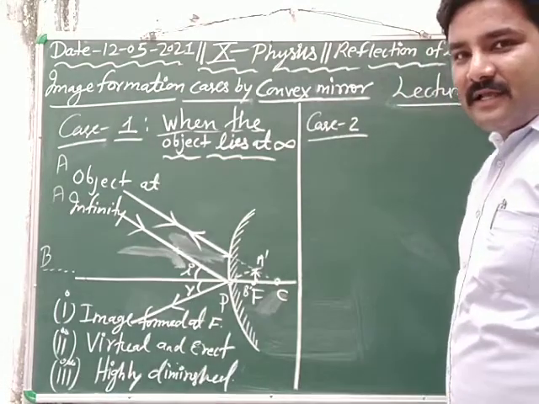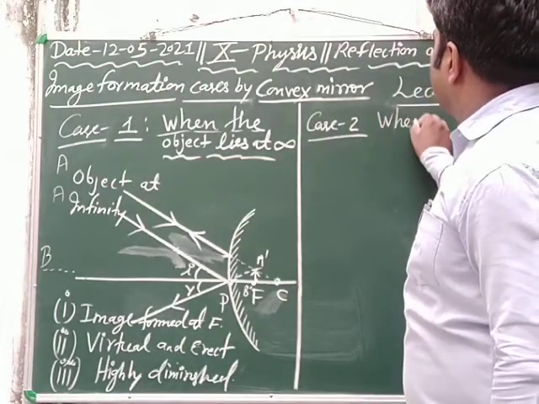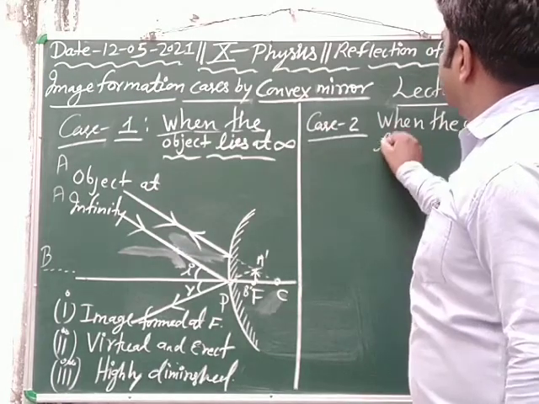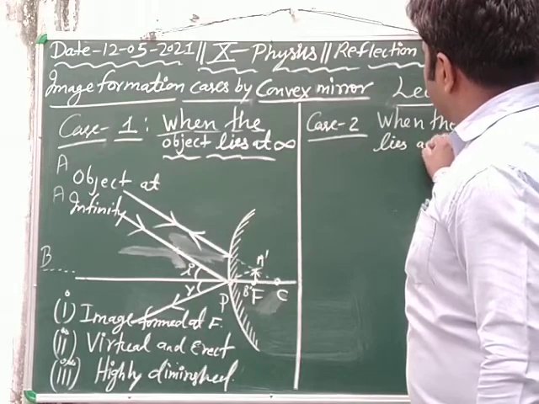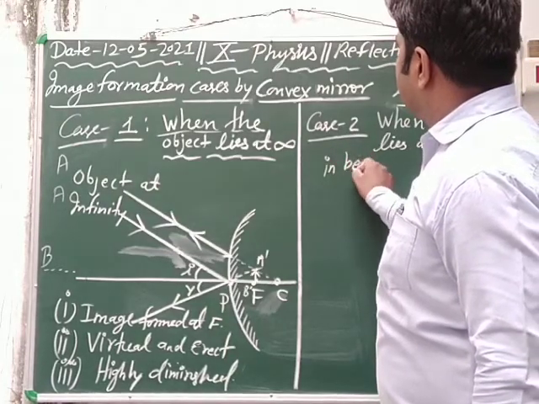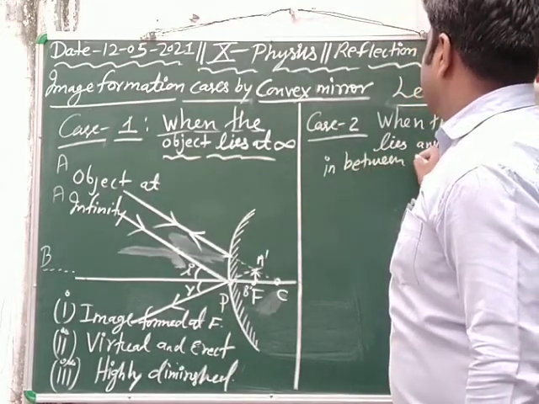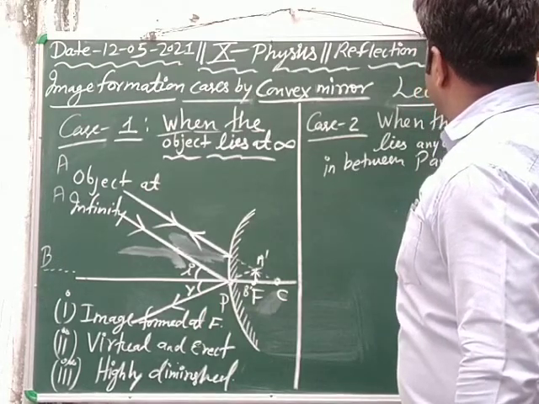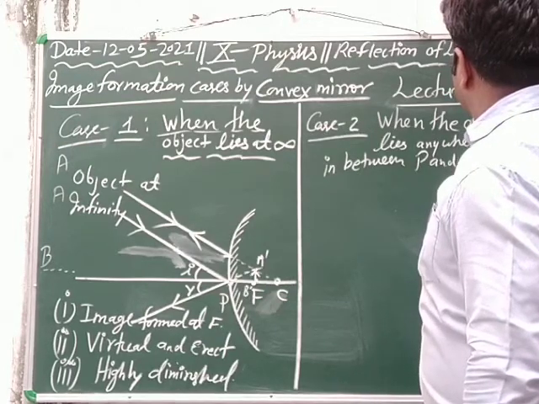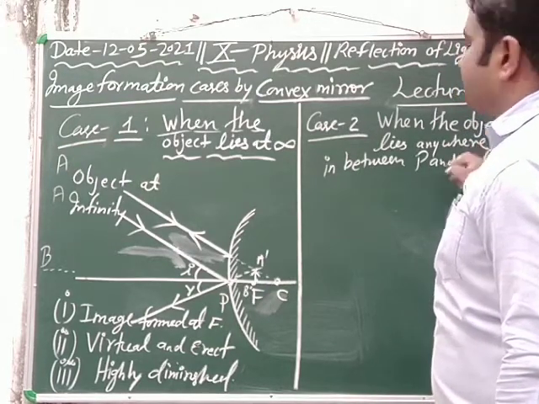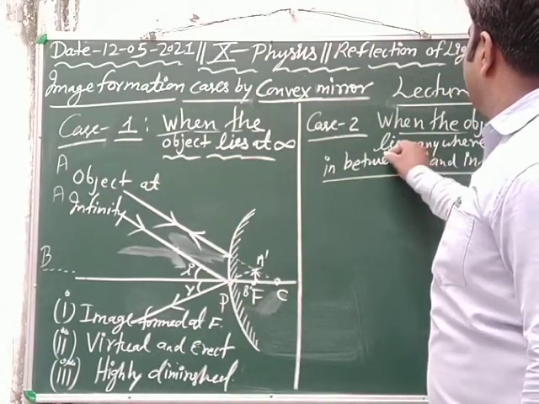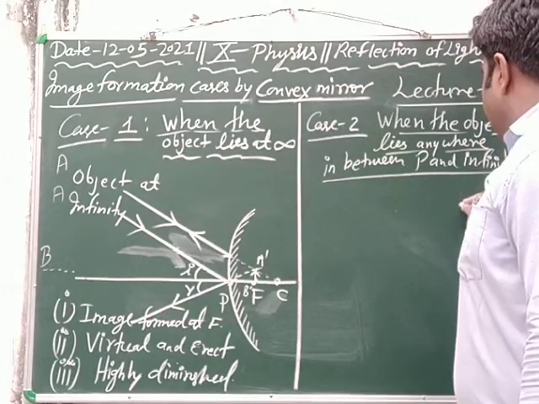When the object lies anywhere in between P and infinity. It means pole and infinity. Clear? Object lies anywhere in between pole and infinity. Now how the image formation takes place, just see.